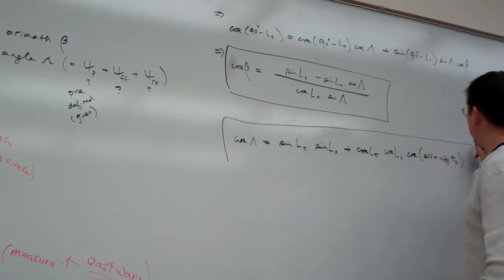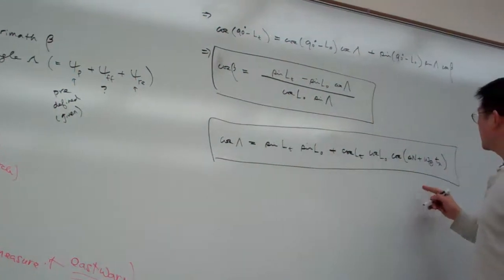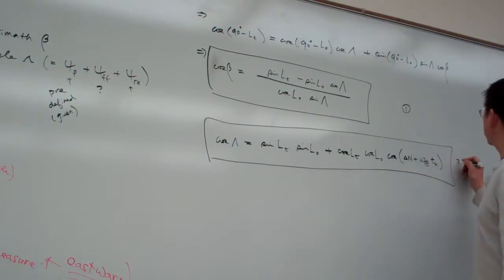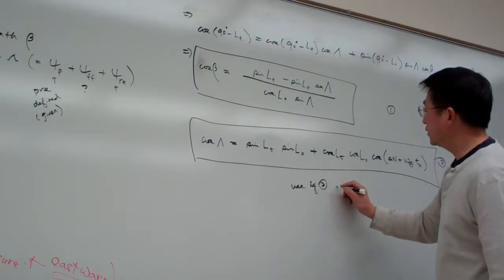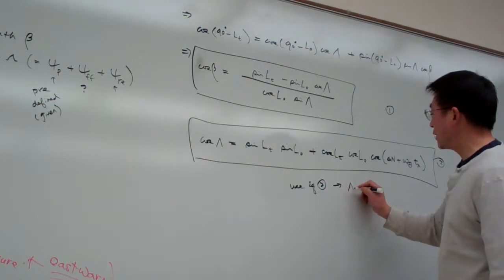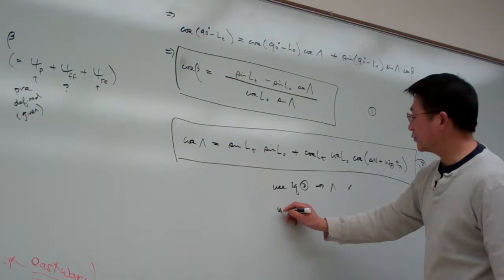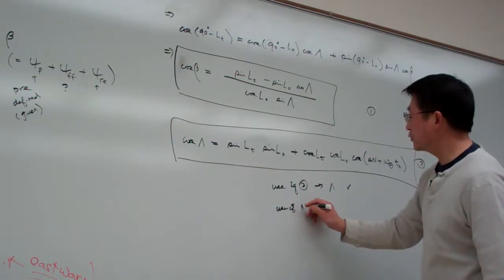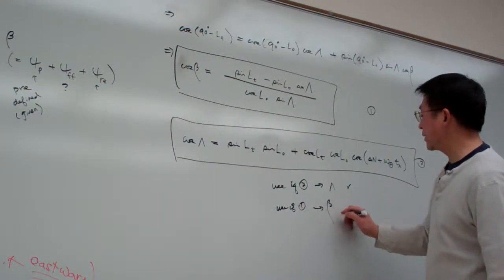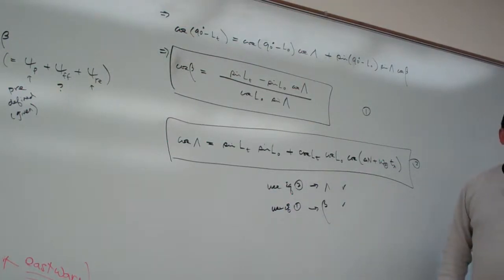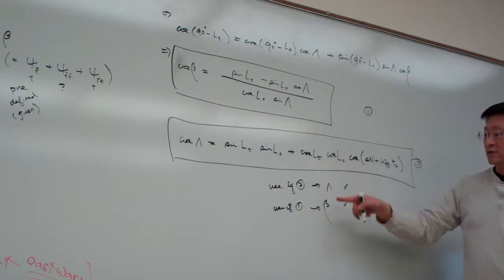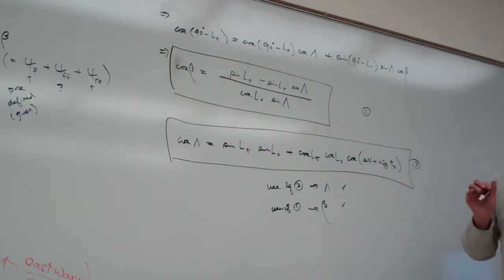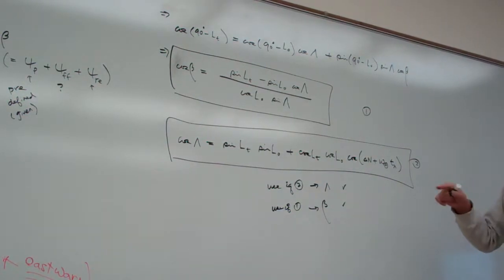So using these equations, use equation 2 to determine lambda, and then use equation 1 to determine beta. That is the sequence. You solve for lambda first, and then plug into here, you solve for beta. And the effect of the Earth's rotation appears here.